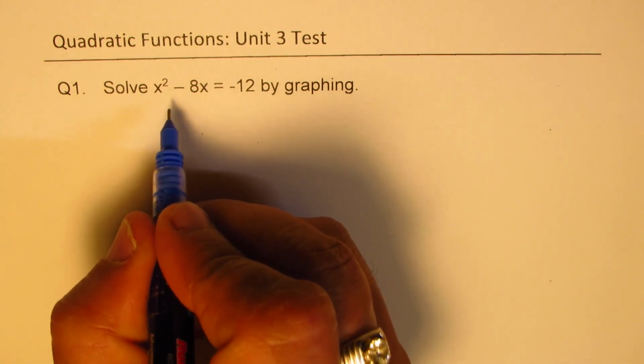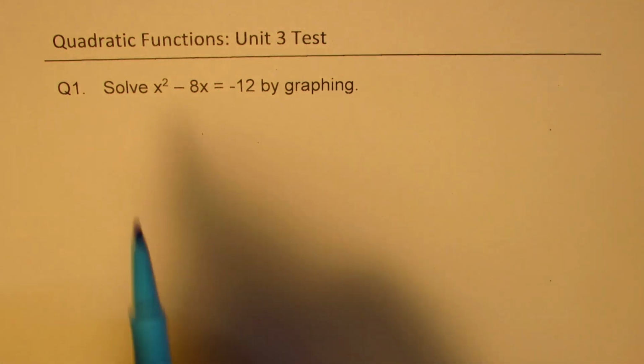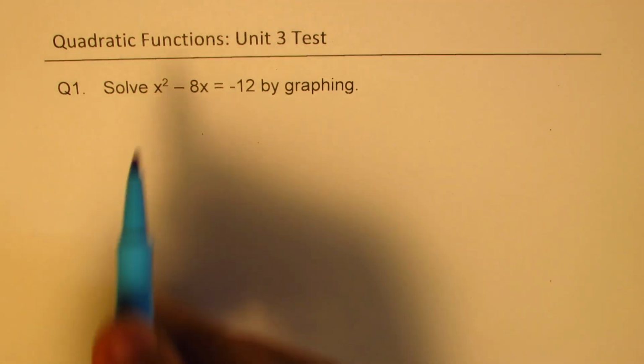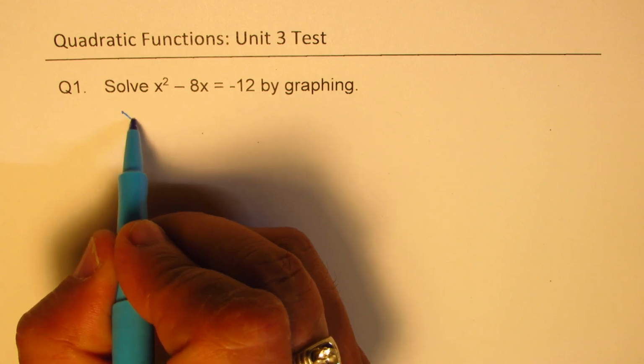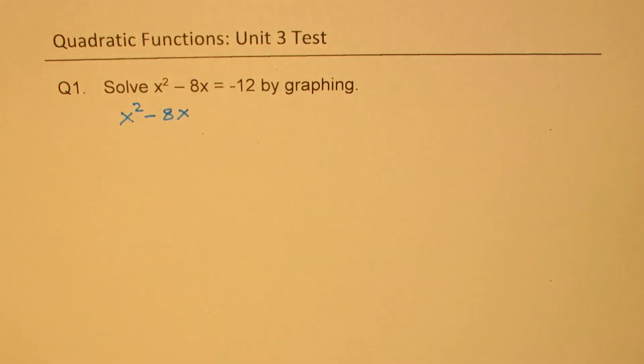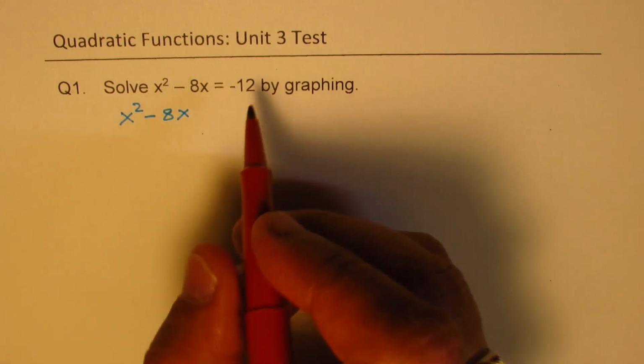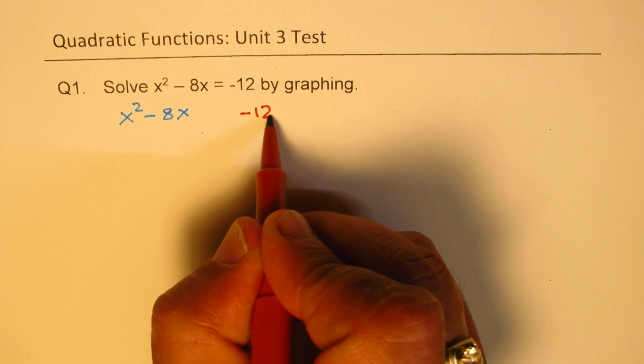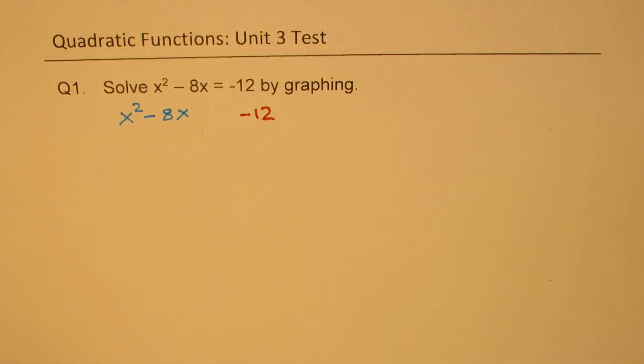So we can have a graph of x square minus 8x. We'll graph x square minus 8x on one side, and on the other side we'll draw the straight line which is minus 12, right? So with the help of these 2 graphs and their point of intersection, we could get the solution, right? Okay.